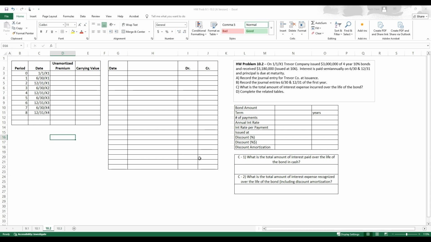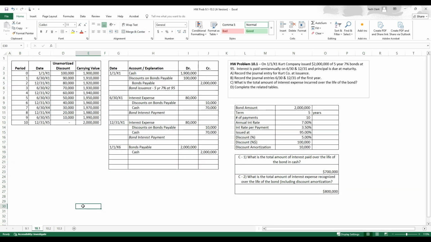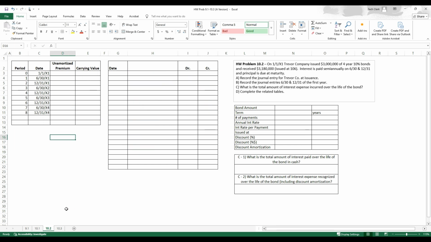Hey everyone, in this video we're going to continue on with the homework series for chapters 9 and 10, and we're going to move on to the 10.2 tab. And in the 10.2 tab, we're basically doing a very similar problem to 10.1.